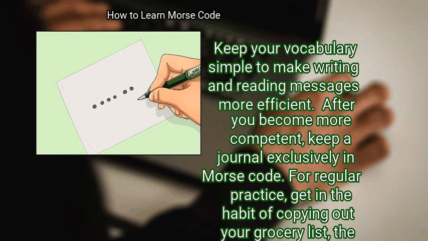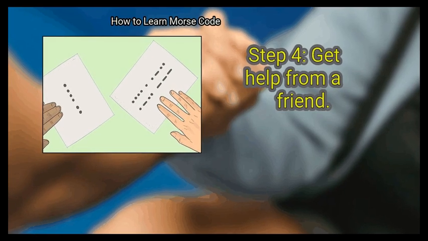After you become more competent, keep a journal exclusively in Morse code. For regular practice, get in the habit of copying out your grocery list, the names of your loved ones, haikus, or other short messages. Finally, get help from a friend.